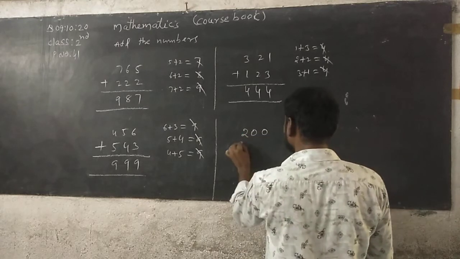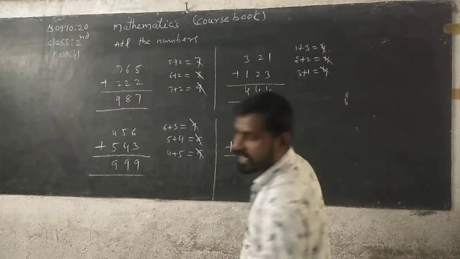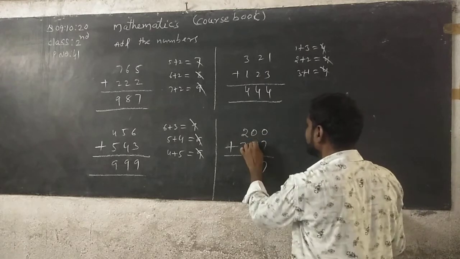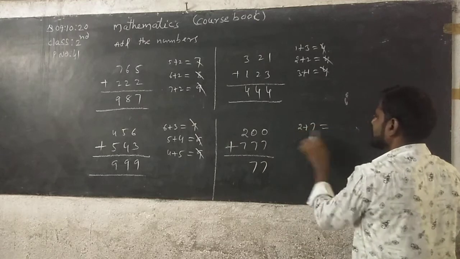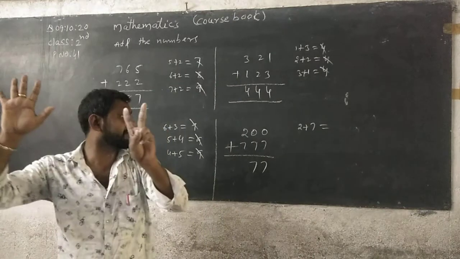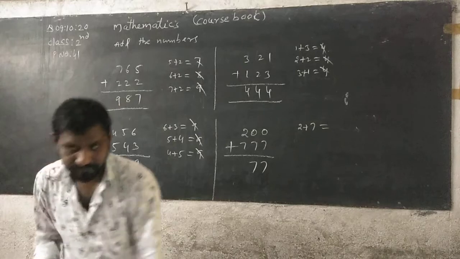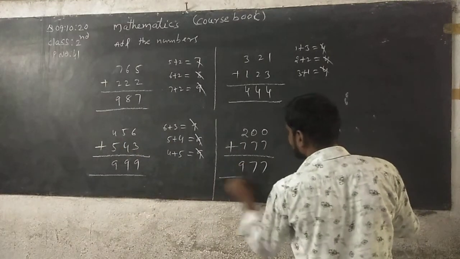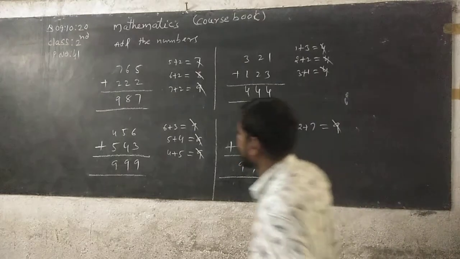Now next, 200 plus 777. This is very easy. When 0 is added to any number, you get the same number. 0 plus 7, 7. 0 plus 7, 7. Next, 2 plus 7. See here. Keep 2 in your mind and take 7 fingers in your hand. You can count 2 after 3, 4, 5, 6, 7, 8, 9. Write 9 under hundreds column. Sum is equal to 977.